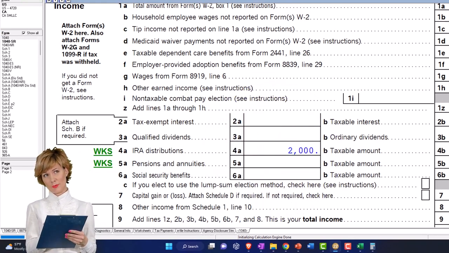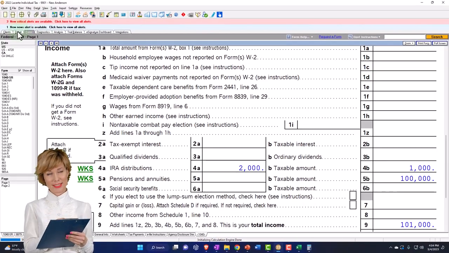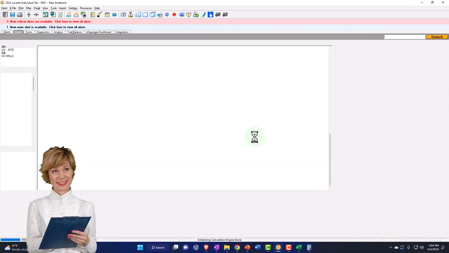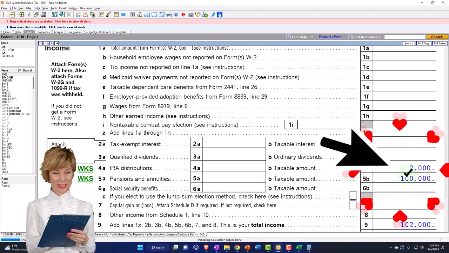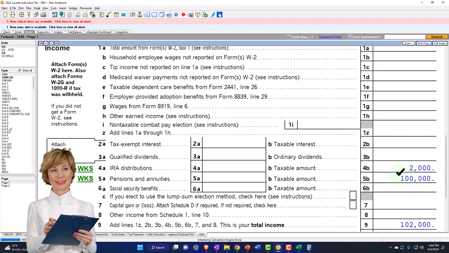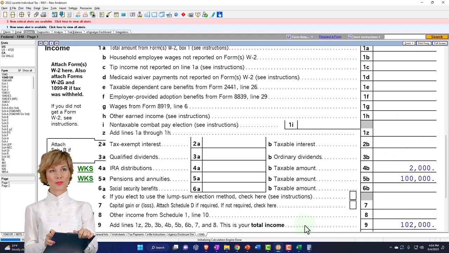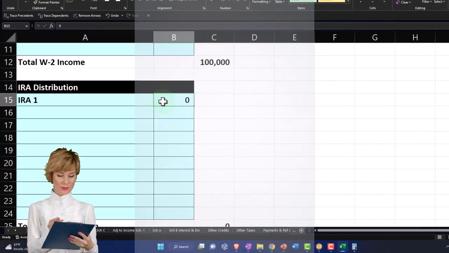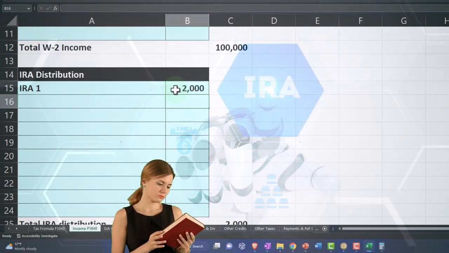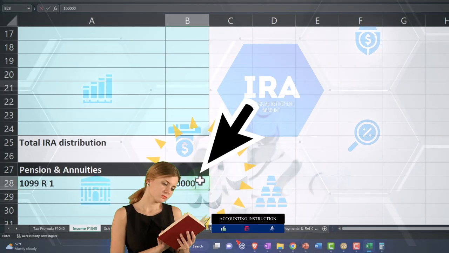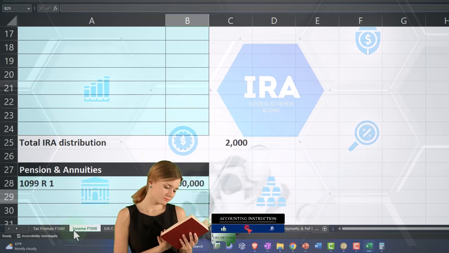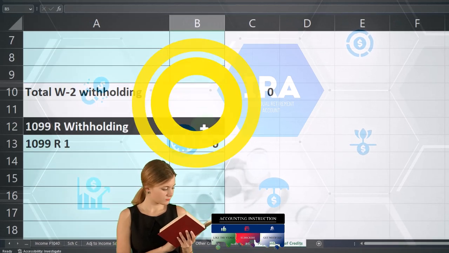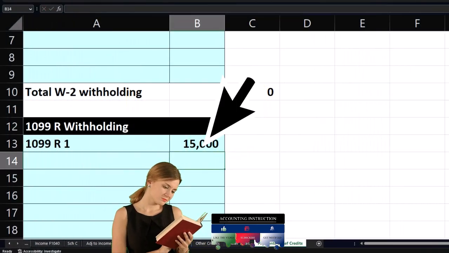I'm going to keep this at 2000. I said of the 2000, 1000 was taxable. Let's make it 2000 and 2000. So now you can see they're broken out over here in two separate line items, right? And that can kind of mirror. So if I was to mirror that on my side, I could say, okay, the IRA had 2,000 in it, and this one had 100,000 in it. And then the withholdings then are not coming from the W-2 income, but rather from the 1099-R of 15,000.